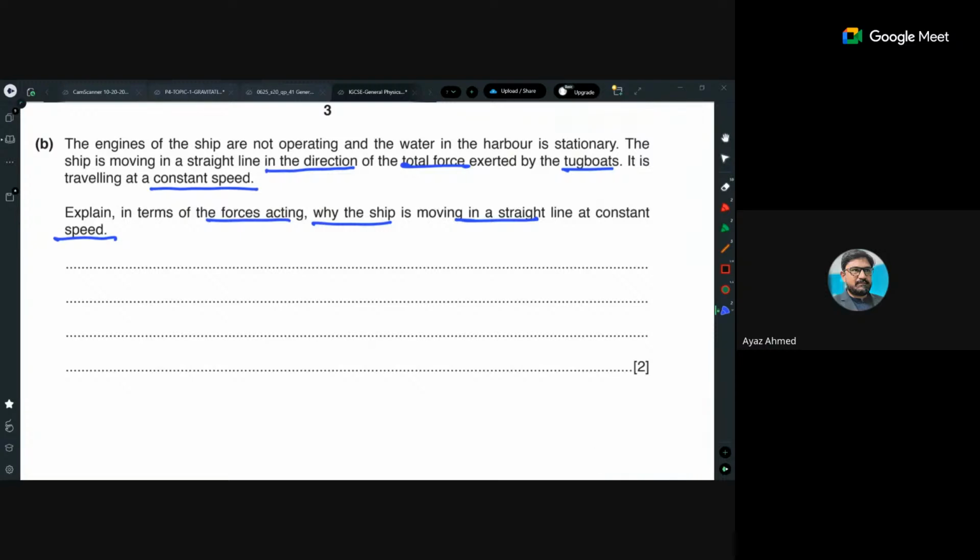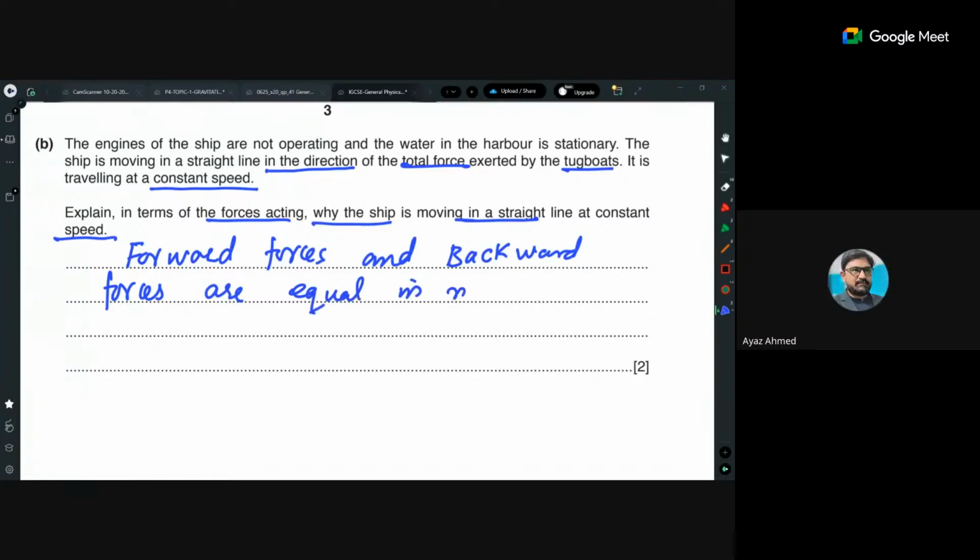Yes. And when the object is moving in such a way that its forward forces and backward forces are equal in magnitude, okay, and resultant force goes to 0, then the body is moving with constant speed, right? So you will write the forward force and backward force are getting equal in magnitude.